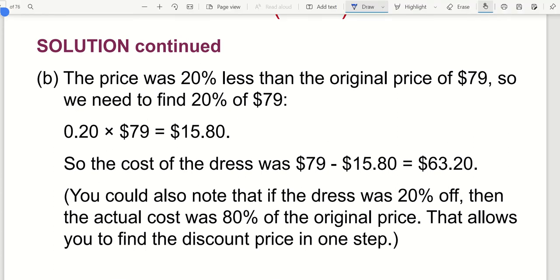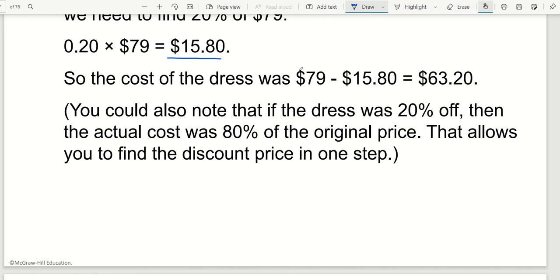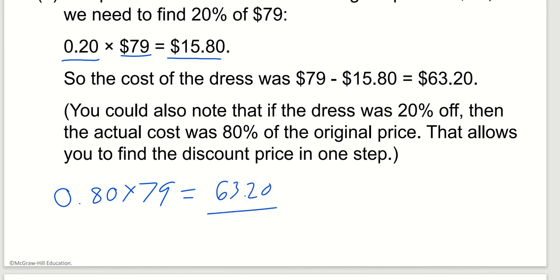Another way that we could have worked out the percent discount. Unless you're actually curious as to how much you're getting off, most people just want to know how much am I going to end up paying. Notice that if the amount of discount is 20% of 79, then we end up paying 80% of the price. So if you were to do 0.80 times 79, that would give us directly the $63.20, which would be the amount we have to pay.